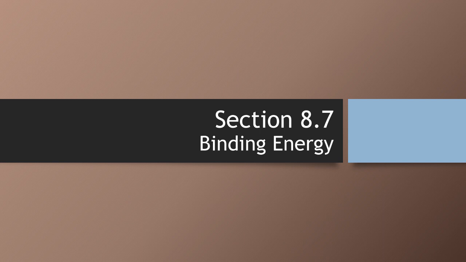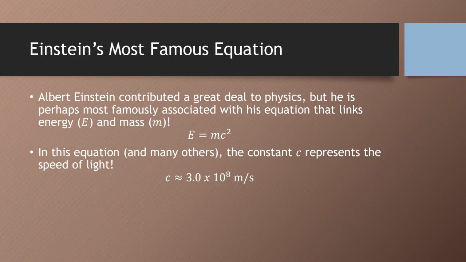In this section, we're going to talk about binding energy. Many of you are probably familiar with Albert Einstein, or at least have heard the name before. He contributed a lot of things to physics, but he's probably most famous for his equation that associates energy and mass together. You've likely seen E equals mc squared before.